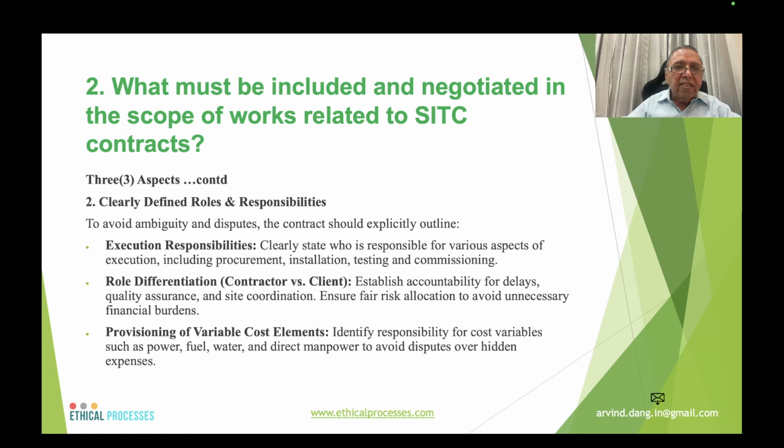Second is clearly defined roles and responsibilities. To avoid ambiguity and disputes, the contract should explicitly outline the execution responsibilities, clearly state who is responsible for various aspects of execution, including procurement, installation, testing, and commissioning. Role differences, that is, the contractor versus the client, who will do what, and ensure fair risk allocation to avoid unnecessary financial burdens. And third, provisioning of the variable cost elements, like responsibility for cost variables like who will provide power, fuel, water, and direct manpower, etc., to avoid disputes of the hidden expenses.